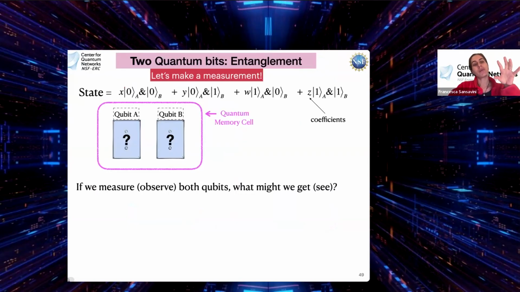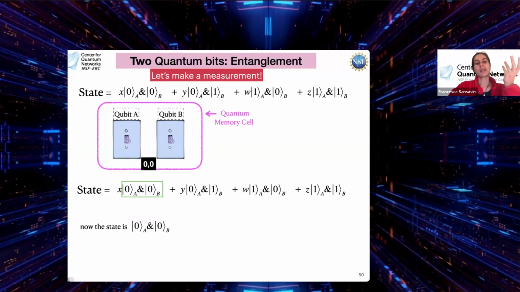But let's see what happens when we measure an entangled state. So we have a state which is a general entangled state of 2 qubits with our coefficients x, y, w, and z. So we have x00, y01, w10, and z11. So what happens when we measure both qubits? We could end up with both switches in the off position, so 0, 0. So here we will focus on the part x00. This is the state that we will get.